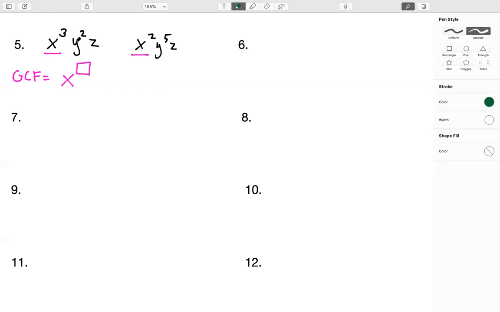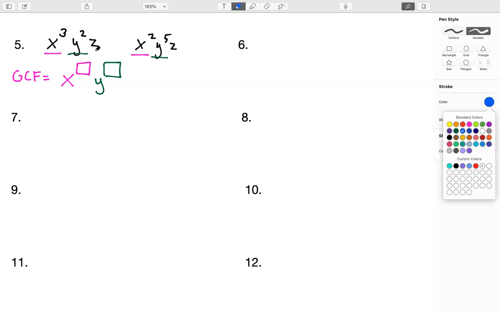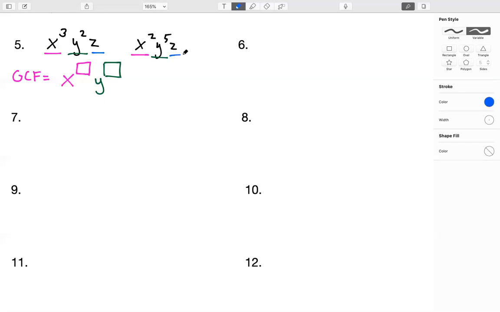Next one, do we have any other variables in common? We have a y and a y, so then y is in common. So write y to the power of something. Finally, we have a z in common. So we're going to write z to the power of something. So x, y, and z are all in common. What do we write in these boxes though?